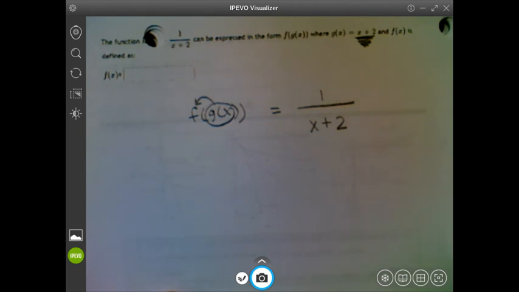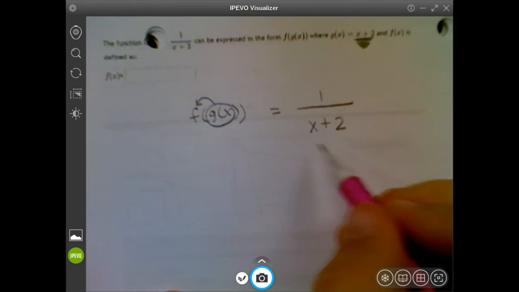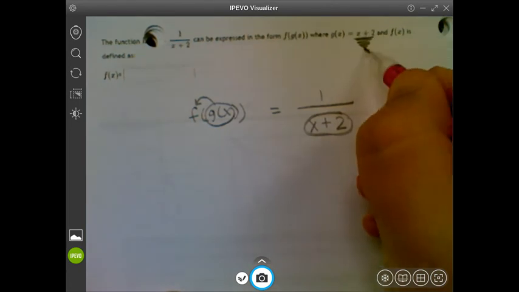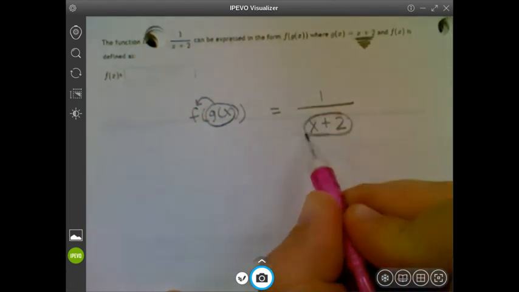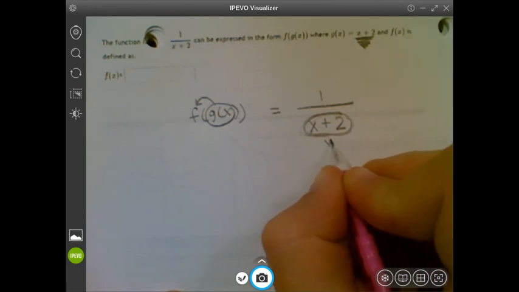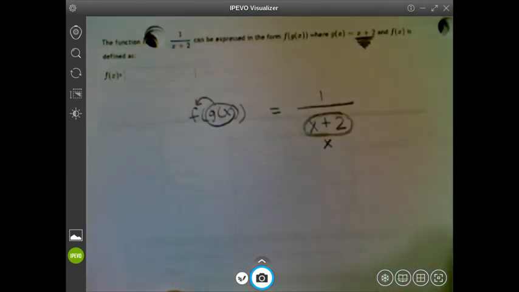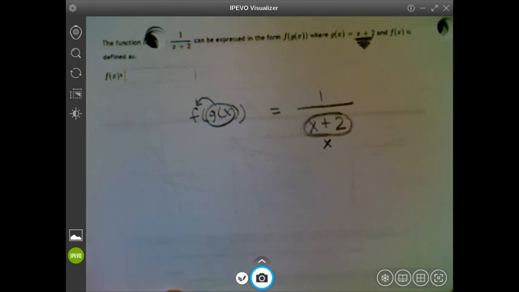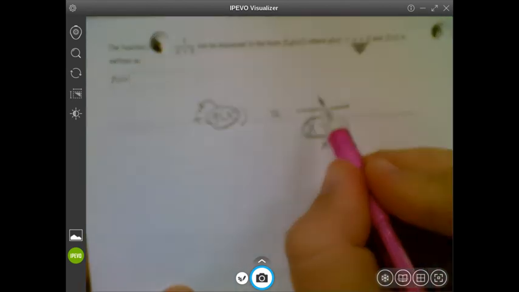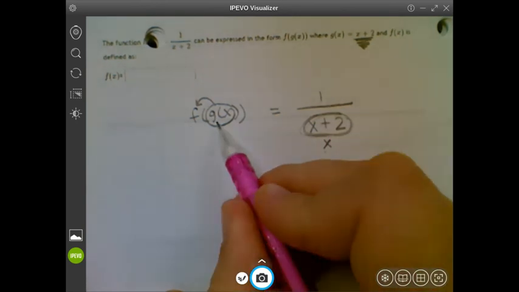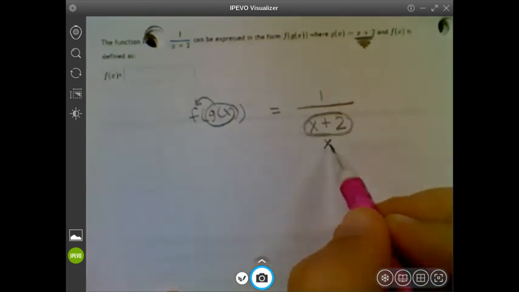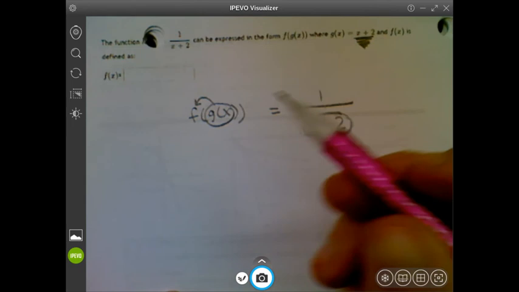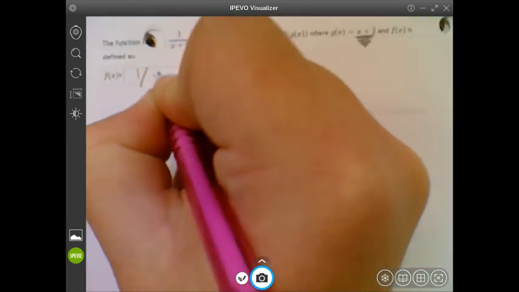What would f of x have to have been in order for this to be the composition? So this is the piece that got plugged in, right? This is the x plus 2. Anytime you see that, the x plus 2, that means that in the other function there was an x there, because the x would have gotten taken out for the x plus 2 to go in its place. So what happened here was this was 1 over x, and then it got composed with g of x, and the x left the denominator, and it became x plus 2 in the denominator because we plugged x plus 2 in. So that means the f function was 1 over x.